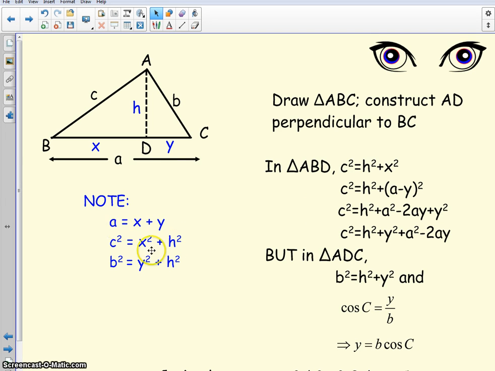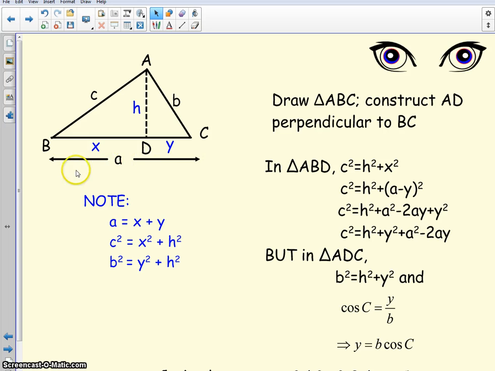Okay, so again, what I'm doing here is drawing an acute triangle, triangle ABC, and just like with the last example, I'm dropping down a vertical and creating the height of the triangle right there. So I'm going to look at this first triangle right here, ABD, the one on the left. It's a right triangle, so I'm going to use the Pythagorean theorem. So in this, c squared, the hypotenuse, is x squared plus h squared.